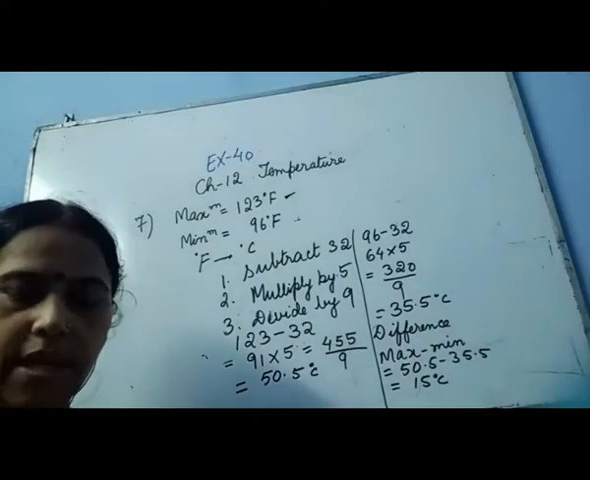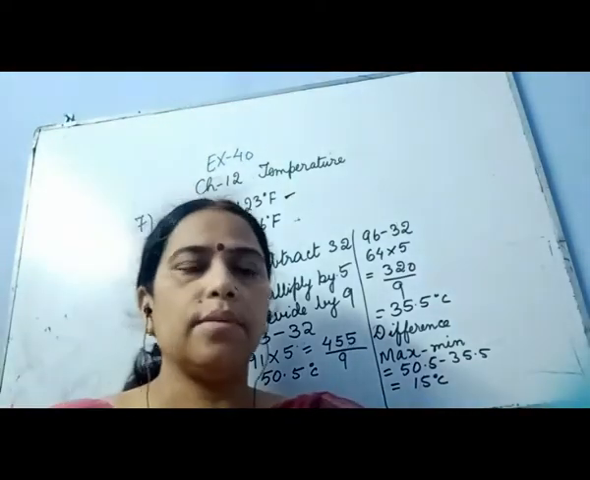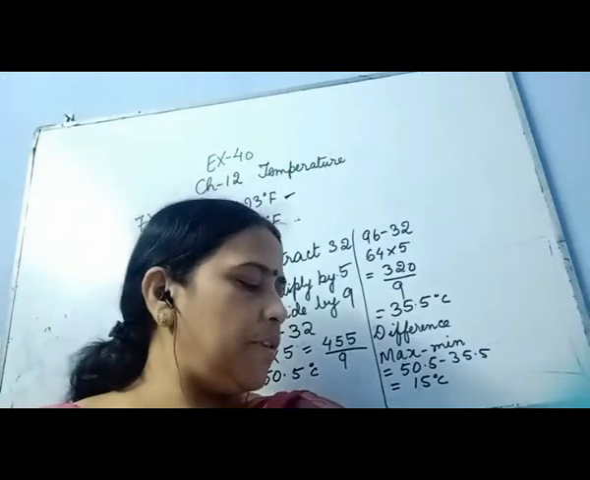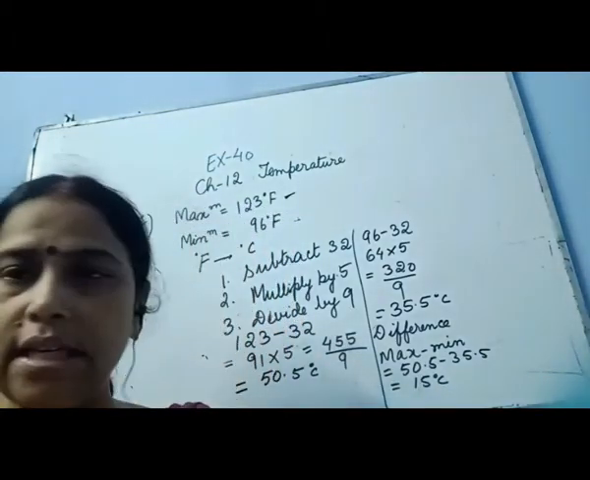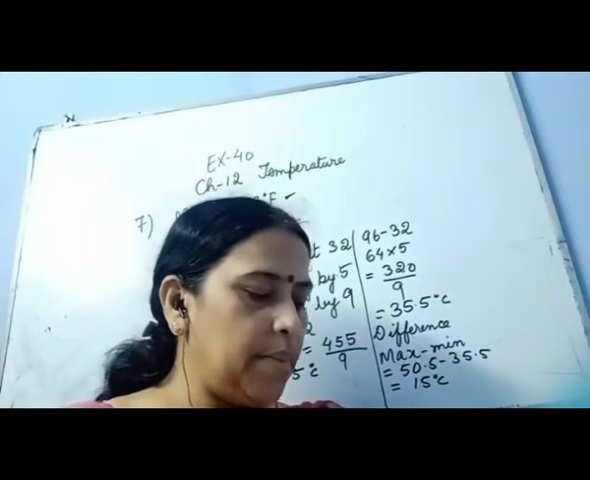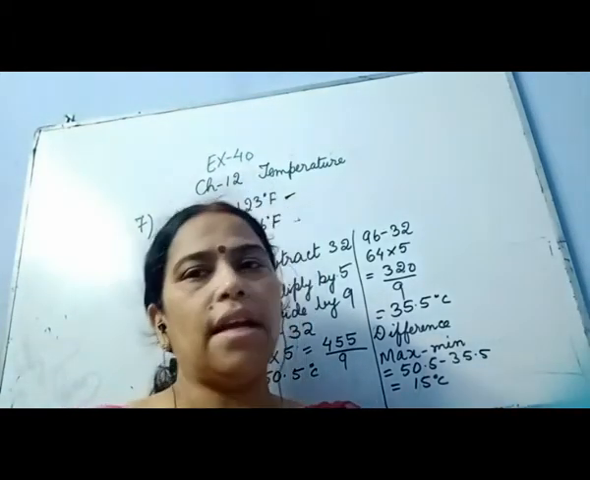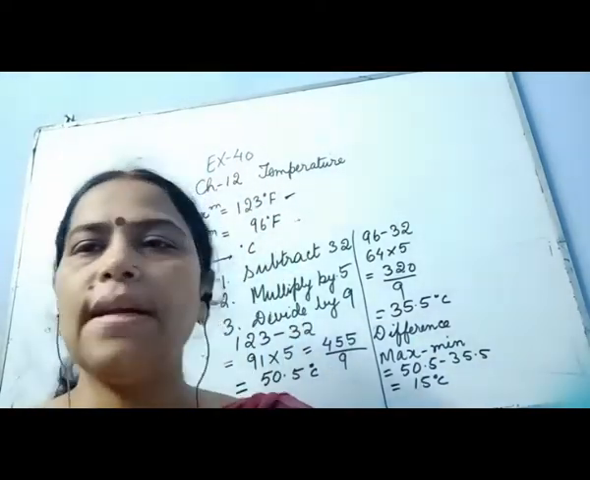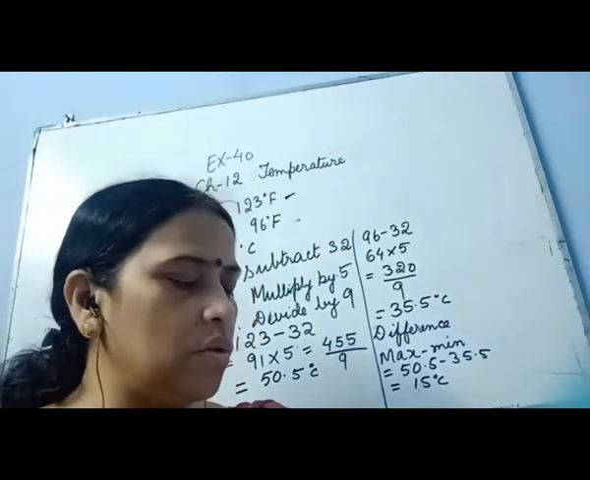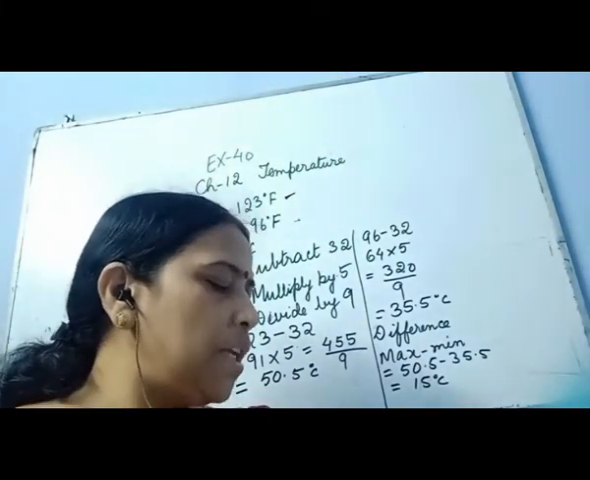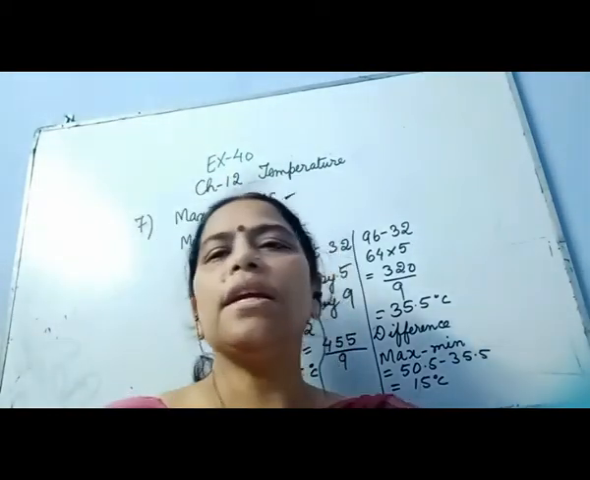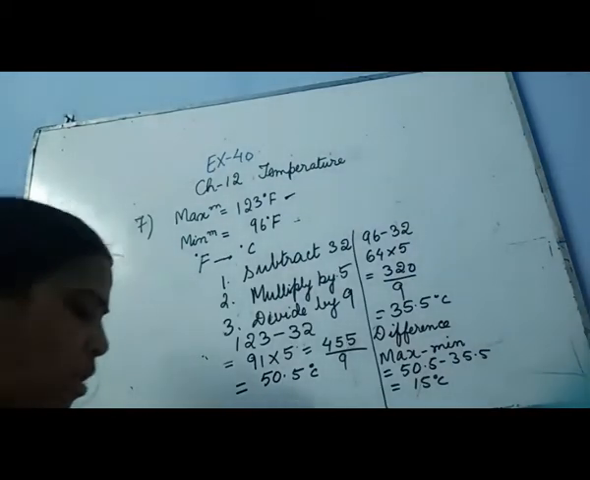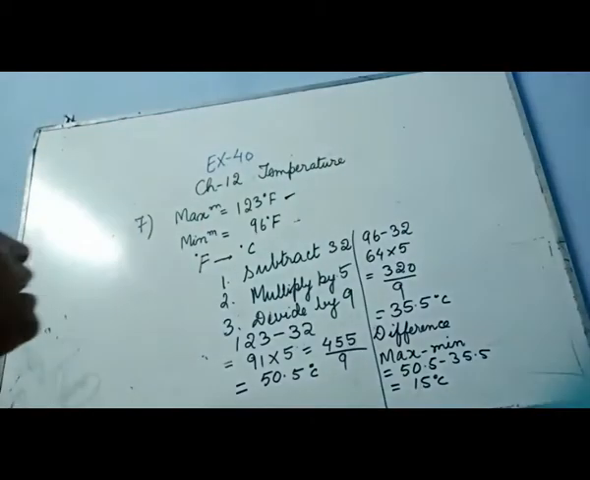Now question number 8. In question number 8, what you have to do? The temperature of an object is given on a Celsius scale, and the temperature of another object is given on a Fahrenheit scale. So both the scales are used over here, Celsius scale to measure the temperature and Fahrenheit scale also to measure the temperature. Now which one is hotter and by how many degree Fahrenheit? You have to find that out.